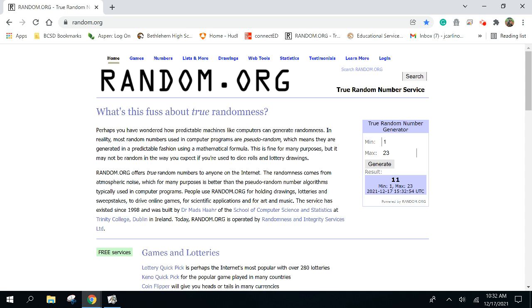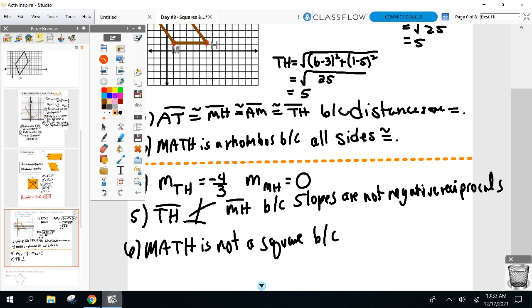Math is not a square because, well, I don't want to say no right angles. I only know one spot where there's not a right angle, right? I haven't proved the other ones are, and I don't want to, so get more specific for me. Correct, because angle H is not a right angle. I can't say because all of them are, because I haven't shown that yet. The only thing I'm positive on is that angle H is not a right angle. All right, good work, kids, good work.